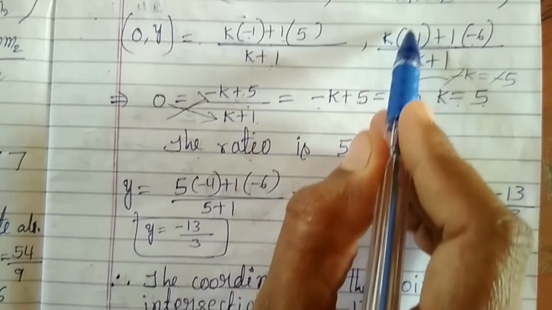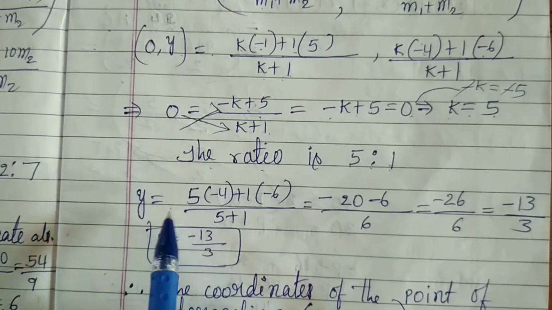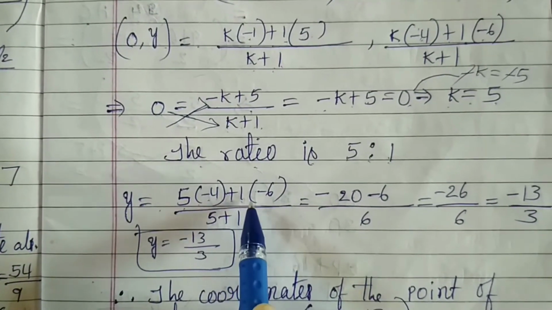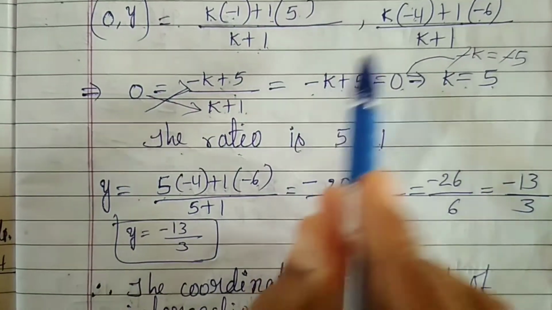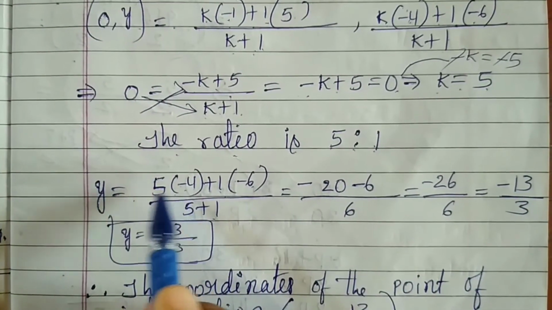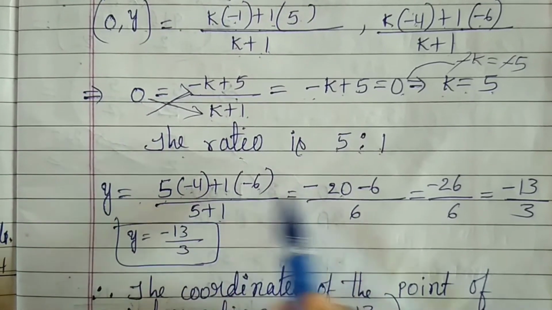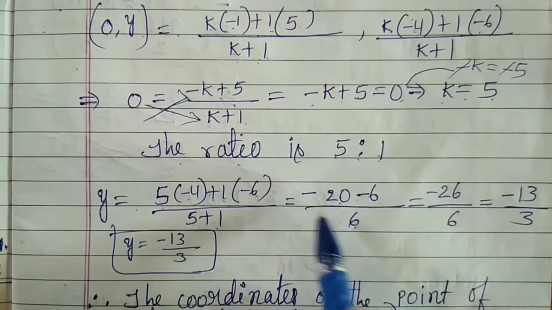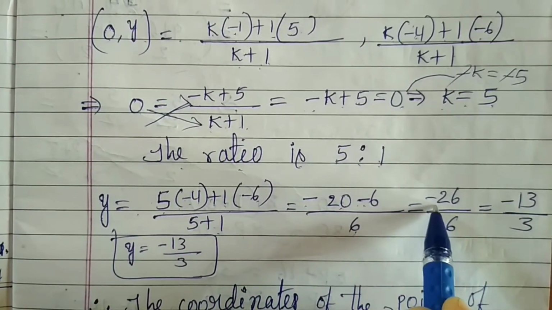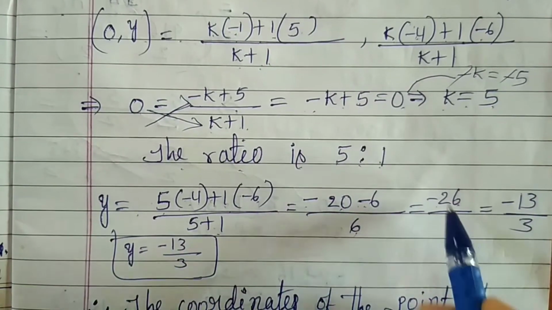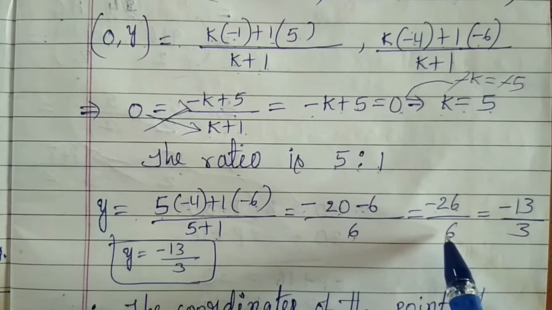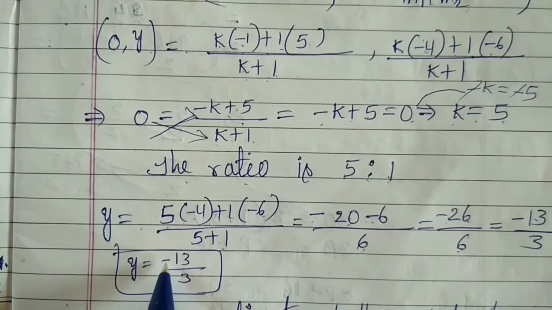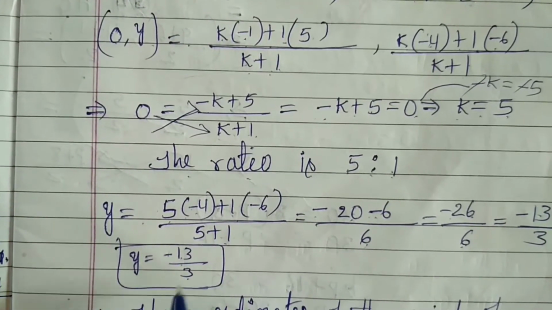Next apply the y form: y is equal to 5 into minus 4 plus 1 into minus 6 divided by 5 plus 1. 5 4s are 20, and 6 1s are 6, divided by 5 plus 1, which is 6. Minus 20 minus 6 is equal to minus 26 divided by 6. 3 2s are 6, 2 13s are 26. So y is equal to minus 13 divided by 3.